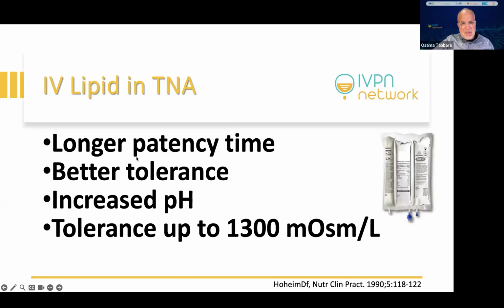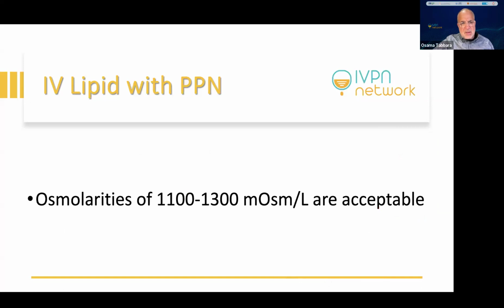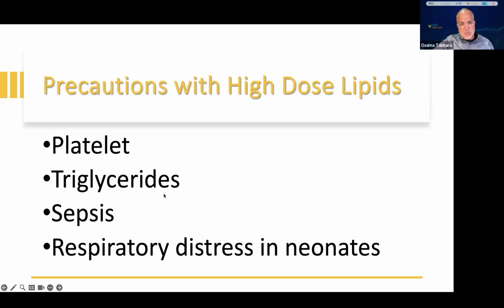IV lipid in TPN promotes longer patency time, better tolerance, increased pH, and tolerance up to 1,300 milliosmolar per liter. In general, 63% of patients tolerated this osmolarity. However, we always say 900 is the maximum. And the osmolarity, as I mentioned one more time, sometimes you have to take some exceptions for patients who need calories. I tend to increase a little bit more than 900 or 1,000, but this requires very close monitoring.